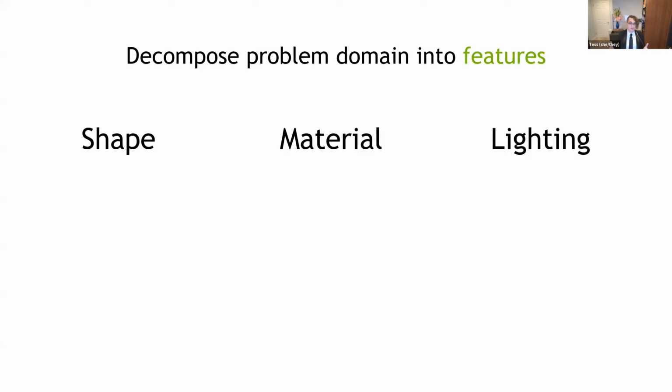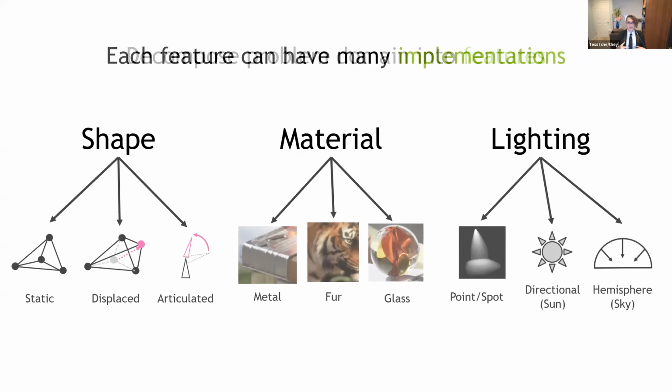Now, the three I've put up on the slide here aren't the only ones, but there are ones that I think all of us can appreciate affect how images appear: shapes, material, and lighting. And given each of these categories of features that affect image formation, we can also understand that we can have many different implementations of these features based on different models that scientists or computer graphics researchers have devised.